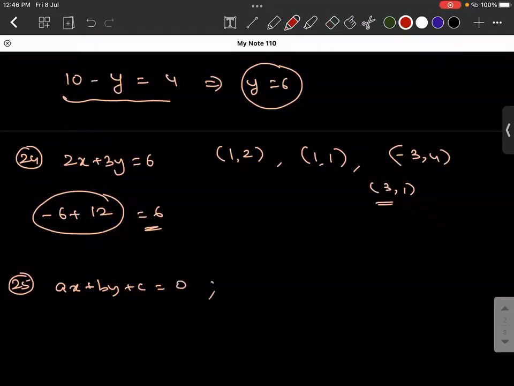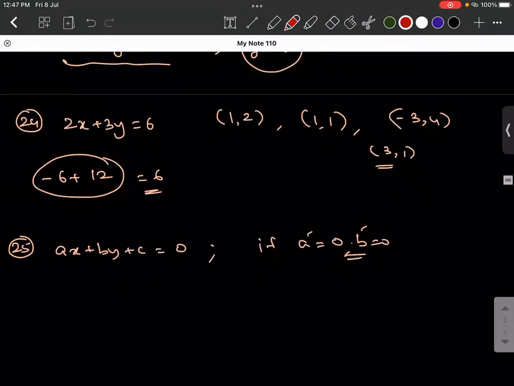So it will not represent the equation of a line if A is equal to 0 and B is equal to 0. Is there an option like that? A is equal to B is equal to 0. Because if A and B both become 0, then what you'll get is C is equal to 0. So C is equal to 0 is nothing. So it doesn't represent the equation of a straight line. So for it to be an equation of a straight line, what should happen? It should be a linear equation in two variables.